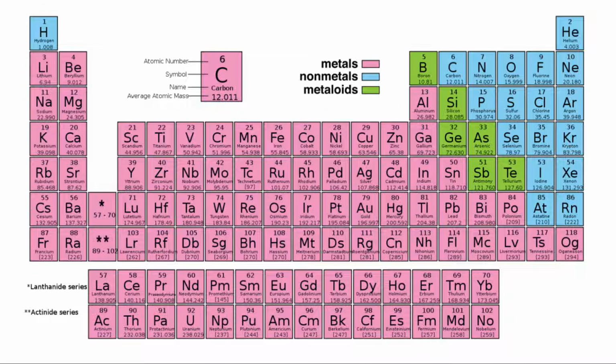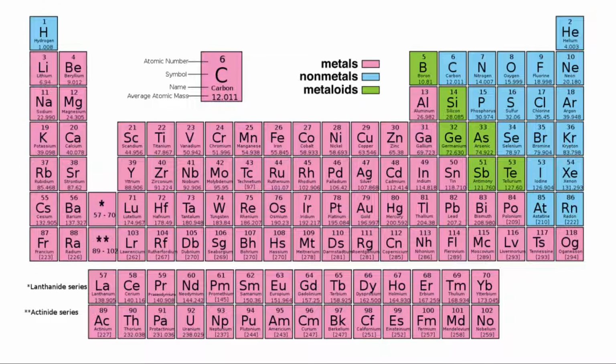Generally, metals are found on the left hand and middle side of our periodic table here. Now, in terms of properties of metals, metals are typically hard and shiny. They are pretty much all solid at room temperature except for mercury. Mercury is actually a liquid at room temperature. They're also really great at conducting heat and electricity, and they're also malleable and ductile.